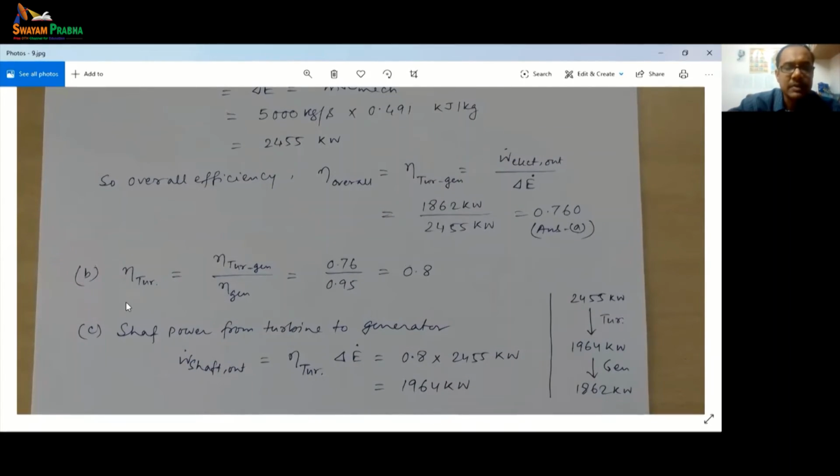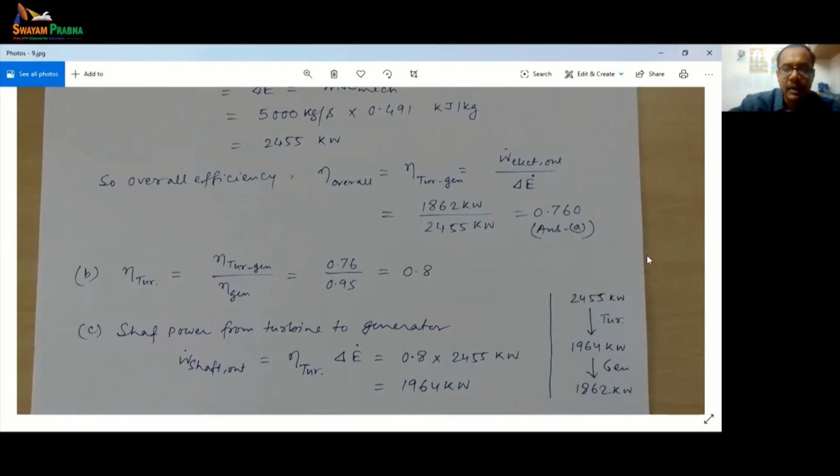Okay, now the next portion is how to find the efficiency for the turbine itself. This turbine generator combination efficiency is nothing but the multiplication of turbine efficiency and generator efficiency, right? So individually, if you want to find the turbine efficiency, that will be the overall turbine generator efficiency, eta turbine generator, divided by eta of generator. Now this efficiency of generator is given, that is 0.95. So what we found is overall is 0.76 divided by 0.95. So the individual turbine efficiency is 0.8.